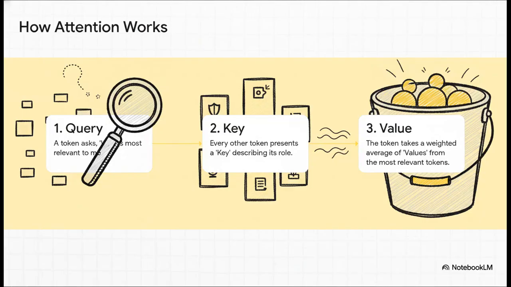So how does this actually work under the hood? Well, imagine you're at a crowded party. You are a query, and you're looking around asking, who here is relevant to me? Everyone else at the party is a key, and they're all holding up a little sign that describes what they're all about. You scan the room, find the keys that are most relevant to your query, and you grab a bit of information, a value, from each of them. That's attention in a nutshell.